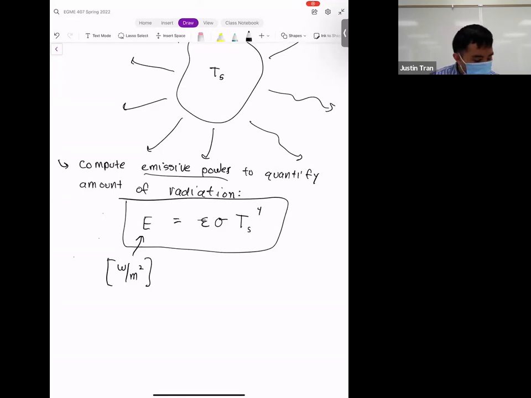Okay, so let's go ahead and define all the terms in this expression. And so this E right here, this E of course is emissive power. And so we just define that. This epsilon here, this is known as the emissivity, which we'll dive into more in just a second. Okay. This sigma right here is a special constant. So this is called the Stefan Boltzmann constant.